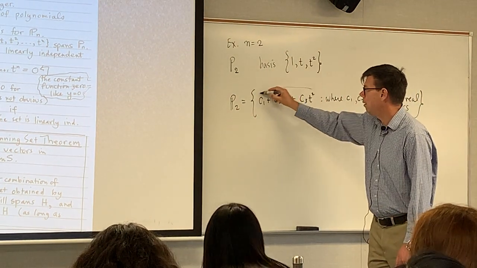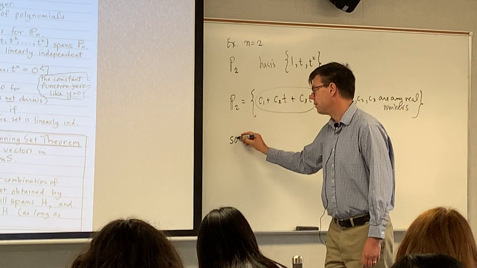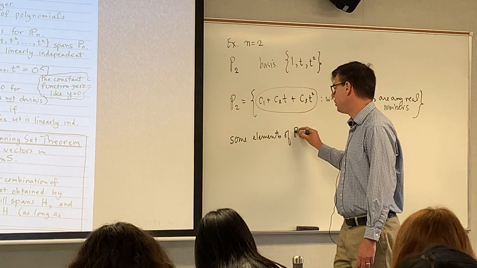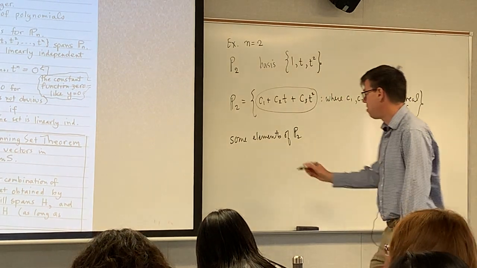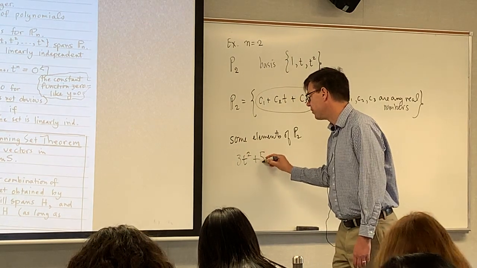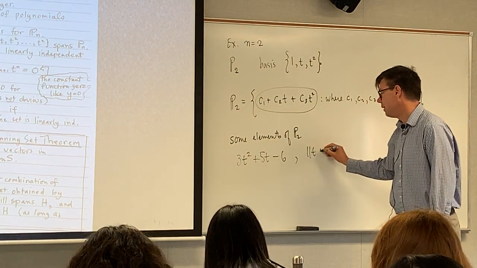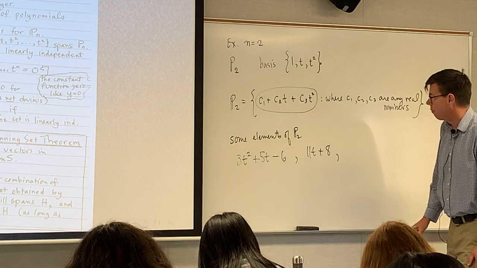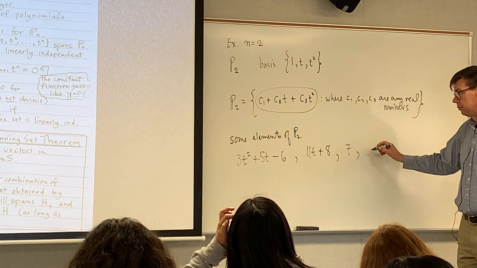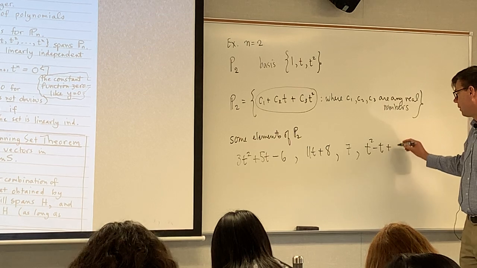So like all possible polynomials that look like that, some elements of P2 might be 3t squared plus 5t minus 6, 11t plus 8, might be a constant, 7, t squared minus t plus 3.